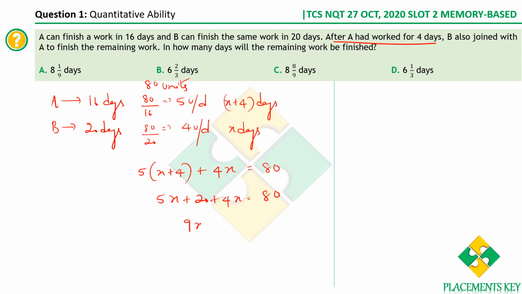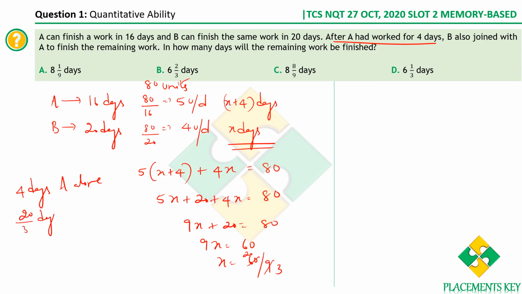So we get 9x plus 20 is equal to 80. So we get 9x is equal to 60. That is, x is equal to 60 by 9. Therefore, x value is 20 by 3 days. As I told earlier, for first 4 days, A alone worked, after which, for the remaining 20 by 3 days, A plus B together work to finish the work.